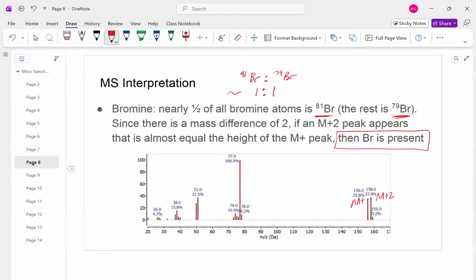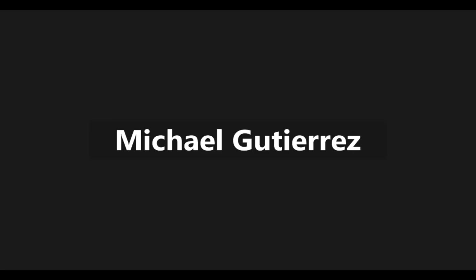And so in the following video, we're going to be looking at common fragmentation patterns of a lot of the different functional groups.